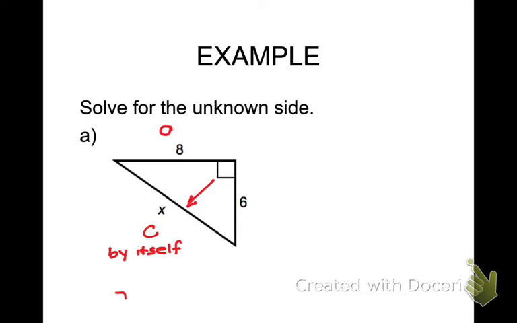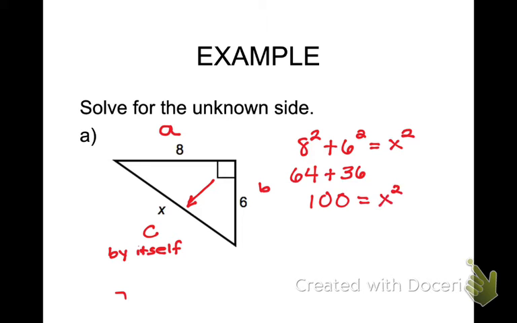It doesn't matter which is A or B, so I'm going to make 8 my A and 6 my B. So a squared, which is 8 squared, plus 6 squared, set equal to x squared. Now it's some calculator work. If you're using the cheap class calculators, you're going to have to do this by hand. 8 squared is 64, 6 squared is 36. Adding those together gets you 100, equal to x squared. To undo a square, we take the square root of both sides. So we get 10 is equal to x.